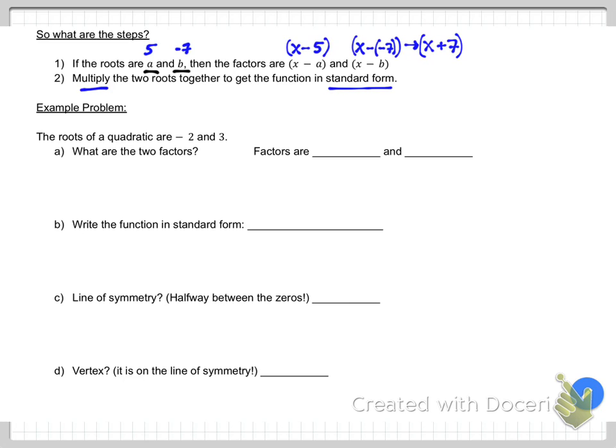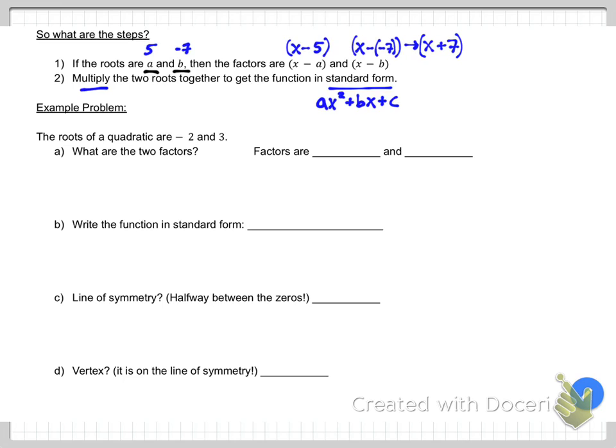Then, to move it into standard form, we just multiply the factors. And just a reminder, standard form is ax squared plus bx plus c, where the x squared term comes first, the linear or x term comes second, and the constant, or the one without an x, is last.